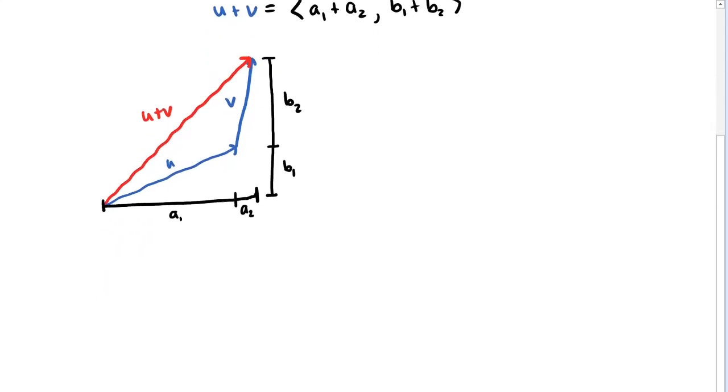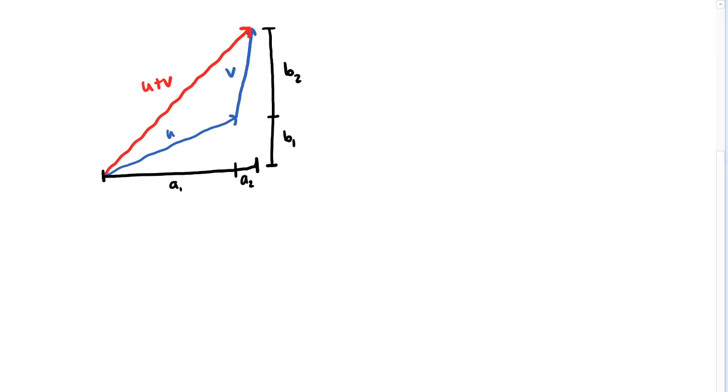And what about scaling vectors? Let's say I take some number c and I multiply it to my vector u. Well, this just takes my horizontal component and my vertical component, and I multiply each of them by this constant c. So really this is c times a1, and then c times b1. I just scale each component when I scale my vector.